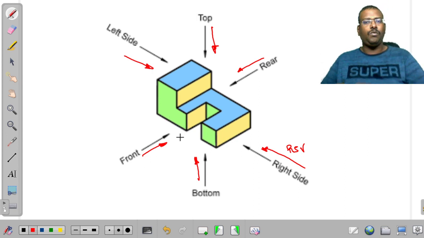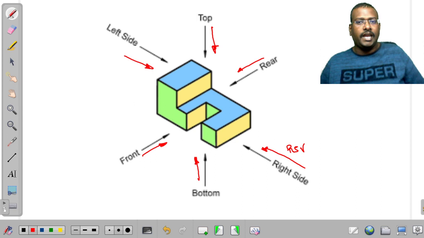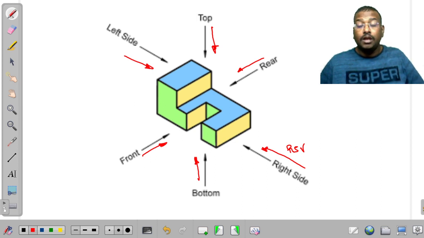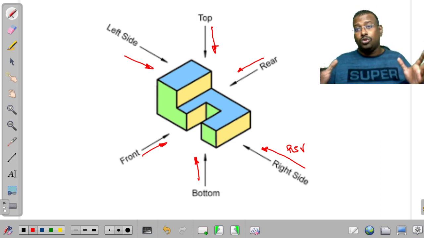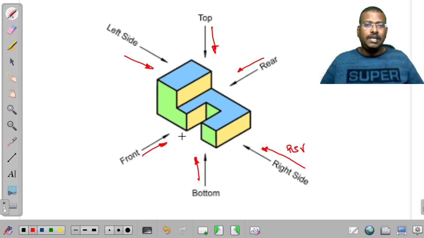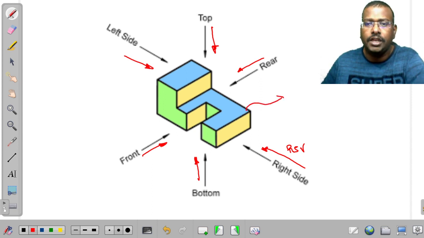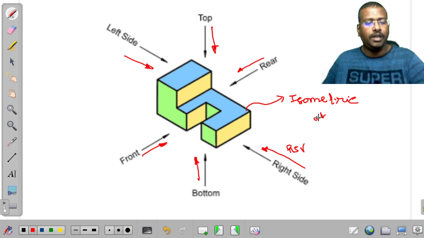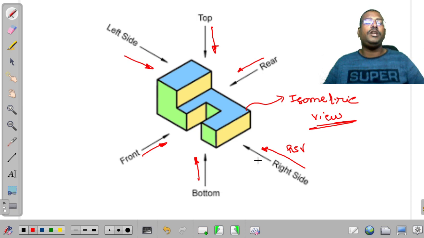Sir, once these views are there in a 3-dimensional plane, how do we draw those in a multi-view projection? If I draw here, this is the diagram mentioned in 3D, which is an isometric projection, an isometric object, isometric view. This is the isometric view, sir.